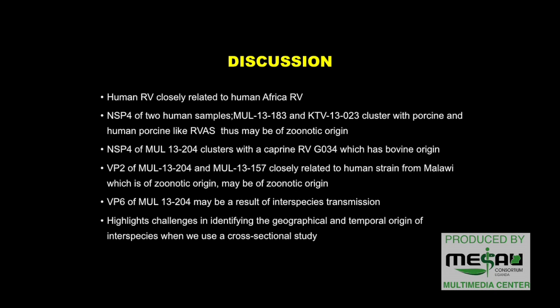Also this VP6, as I showed you, was closely related to the goat strain, so it may also be a result of interspecies transmission. So when we look at what I've been describing, it just shows that there's really a challenge. When you do a cross-sectional study like we're doing, it's a bit challenging to identify the exact geographical and temporal origin of this interspecies transmission which I'm describing.